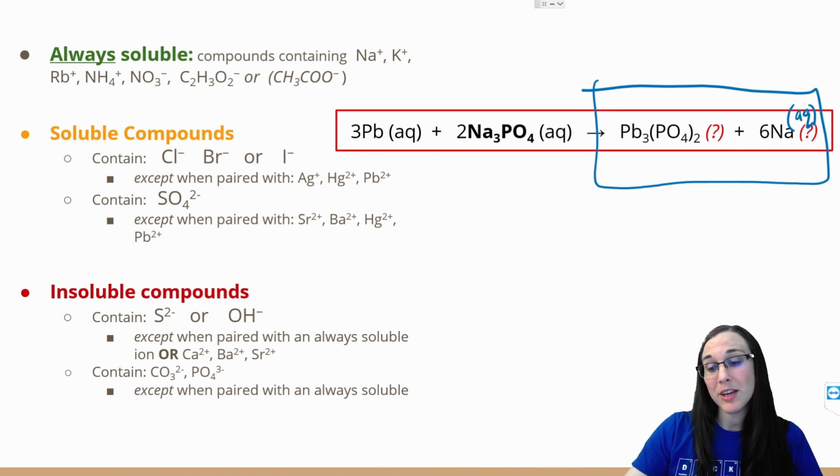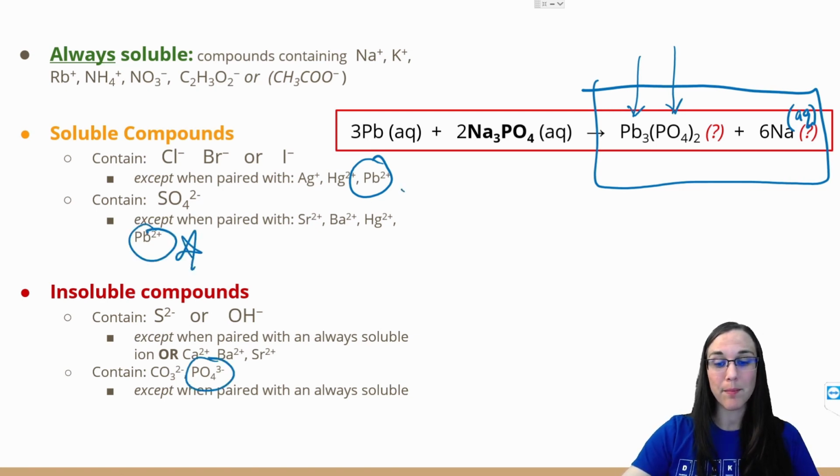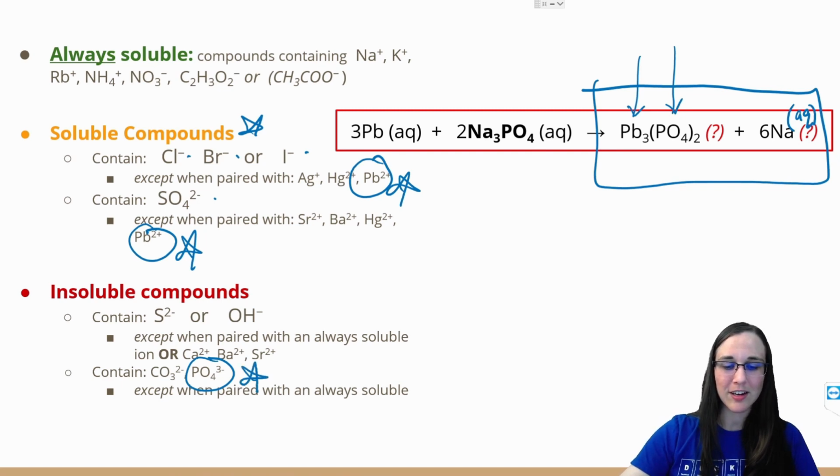Let's look at our solubility rules for lead and for phosphate. We see lead here, and we see phosphate here. In the cases of lead up here in the soluble compound area, they would only be insoluble if it was paired with chlorine, bromine, iodine, or sulfate, in which case it's not paired with any of those. It's paired with phosphate.